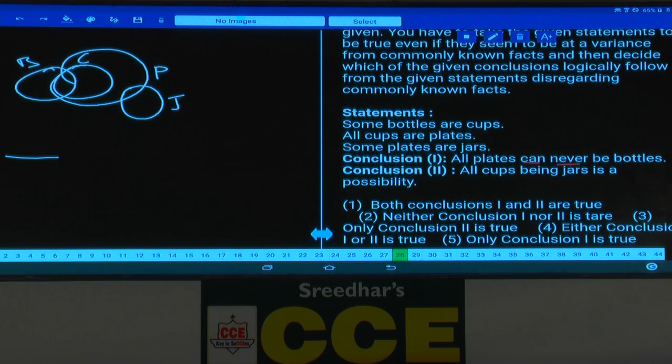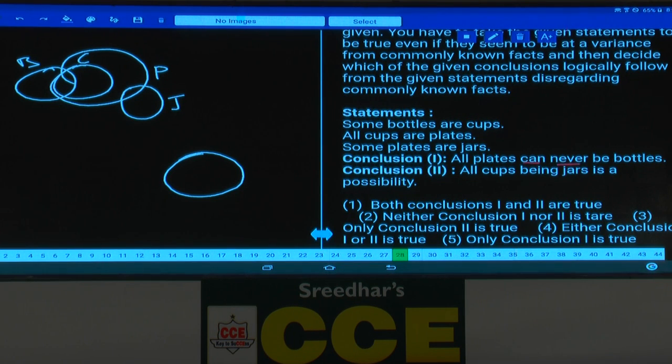Now straight away we can start with the first one. What is the first one here? All plates are bottles. Is it possible or not? Tell me. Now the statement is what? All the statements are affirmative. As the statements are affirmative, tell me whether I can draw a single diagram or not. Yes, I can represent this one with a single diagram.